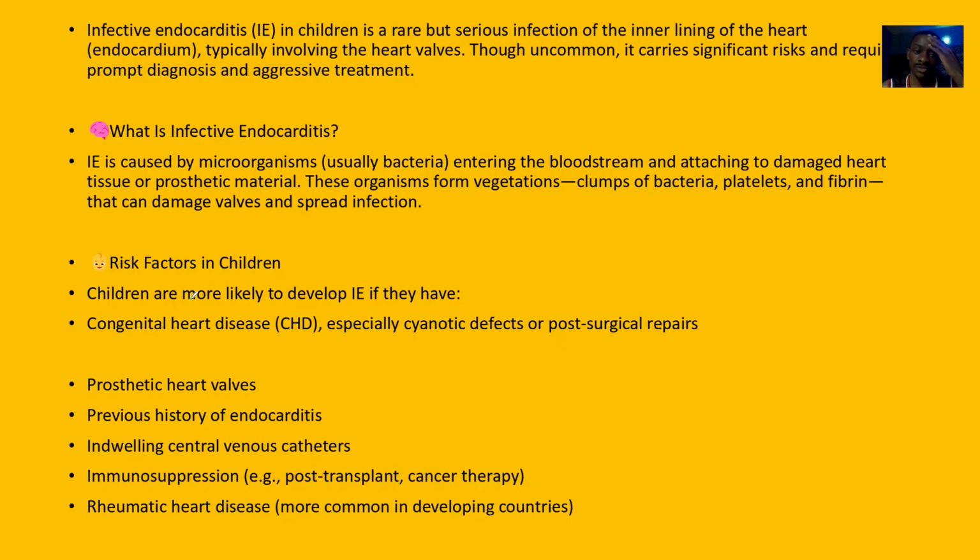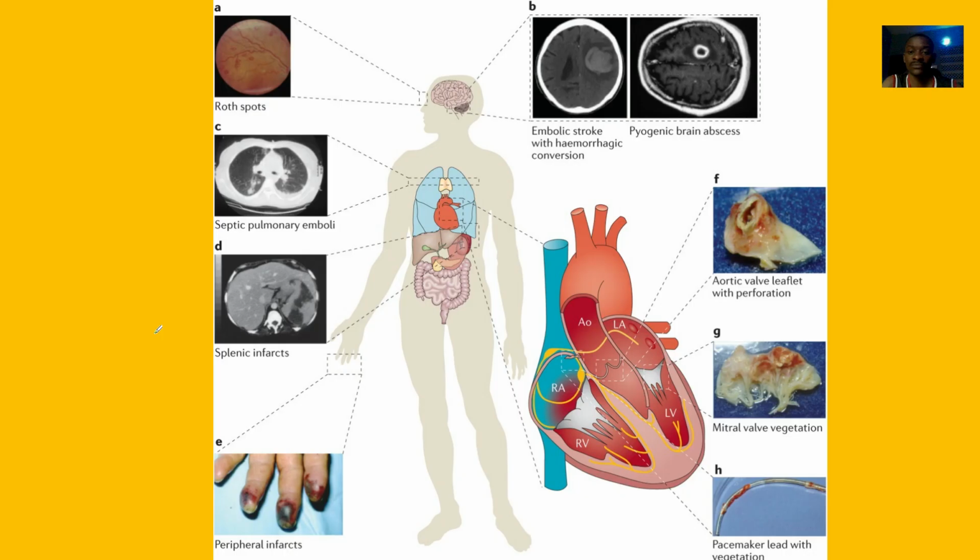So, risk factors in children. Children are more likely to develop it because probably they might have had congenital heart disease. All right, maybe they have been using prosthetic heart valves. Maybe there's a previous history of endocarditis. Maybe indwelling central venous catheters. Maybe they have any other issue that is making their immune system not competent. Then rheumatic heart disease and all of that.